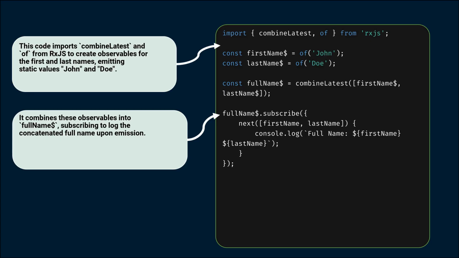This operator will listen for the latest emitted values from both observables and combine them into a single observable called fullName$. When we subscribe to fullName$, we specify a listener that takes the emitted values as an array. This allows us to access the combined first and last names easily. Finally, within the subscription, we log the constructed full name to the console. This approach exemplifies how reactive programming with observables can dynamically update derived values in response to changes in the source observables, making it especially powerful for creating interactive and responsive applications.